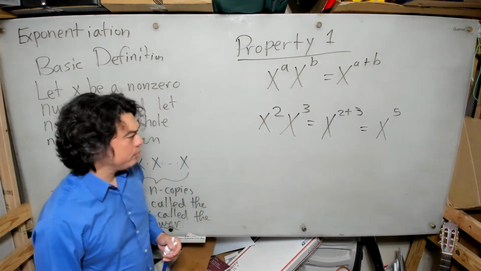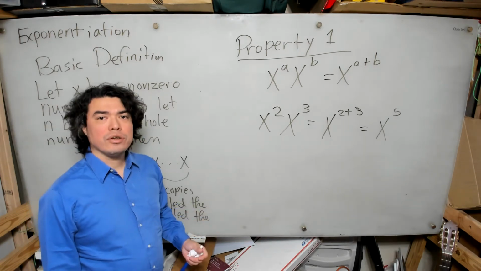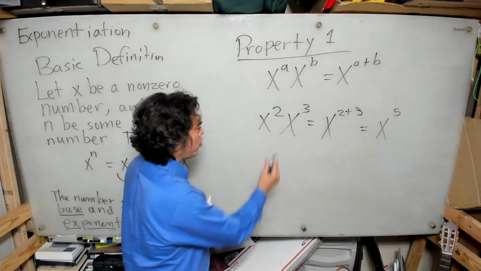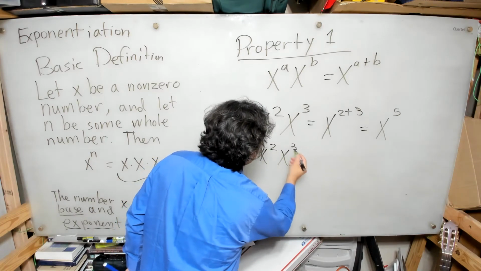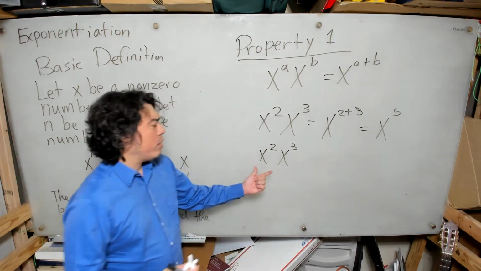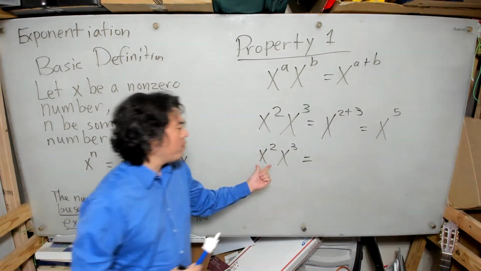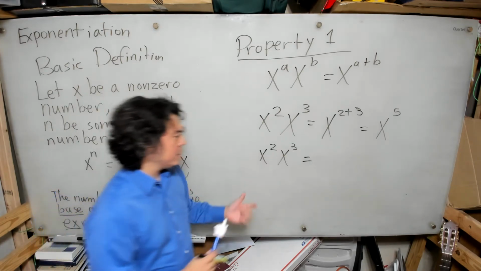That's using the rule. As before, I want to show you how this meshes with what we would normally think of. So I'm going to rewrite the problem: x squared times x cubed. I can rewrite this multiplication problem by replacing this x squared with x times x.